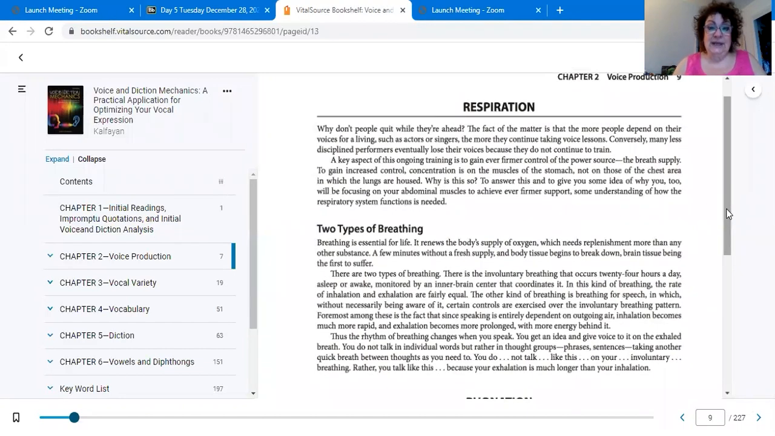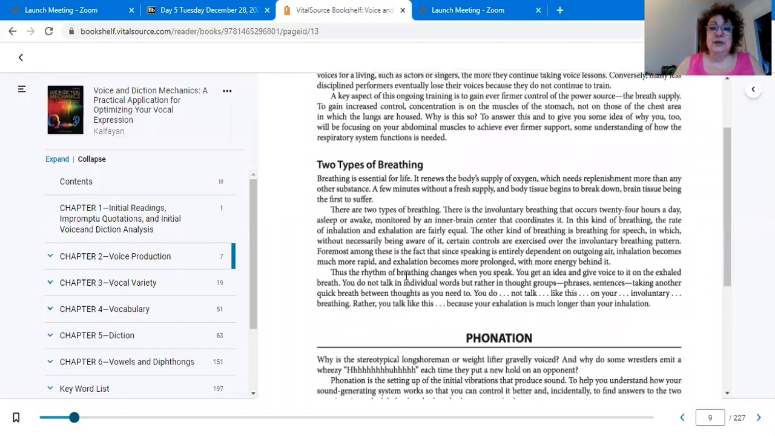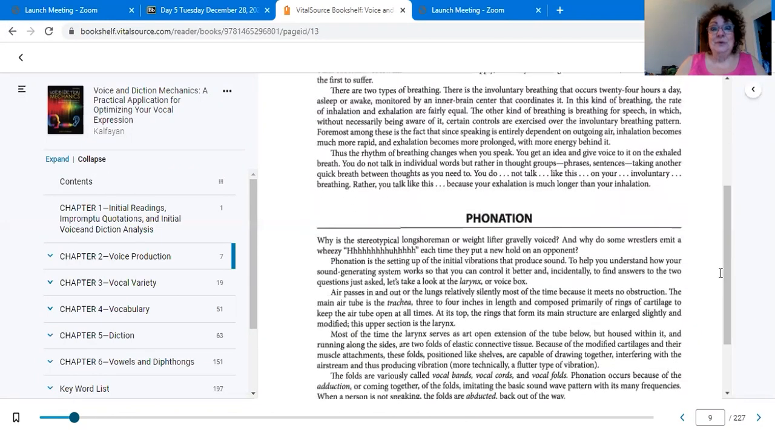Yes, it is breathing, but for our purposes, for voice, we use what is called diaphragmatic breathing, which we're going to introduce to you, the two types of breathing: one that we use every day and one that is preferred for voice and diction. And then we get into a term called phonation, which is the actual creation of sound, and what apparatus in your throat: larynx. We're going to learn about all these words.